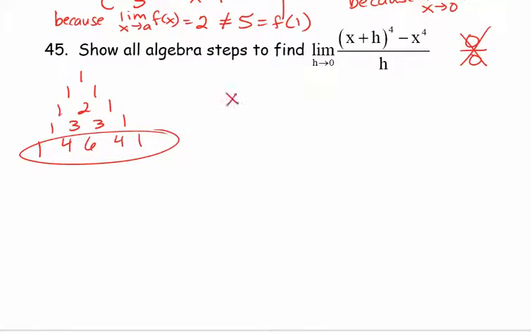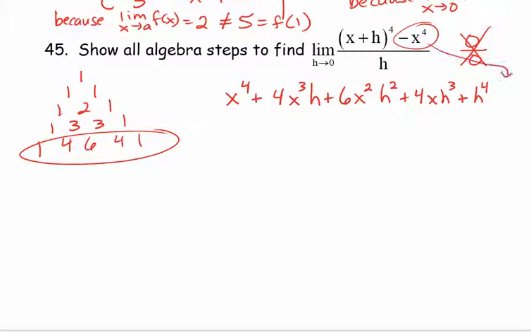So we would have x to the fourth plus 4. X is down to the third power. H is up to the first power. Plus 6. X is down to the second power. H is up to the second. Our next coefficient is 4. X is down to the first. H is up to the third. And our last coefficient is 1. X is down to the 0 power. H is up to the fourth. And then, don't forget, we still have to keep this negative x to the fourth.